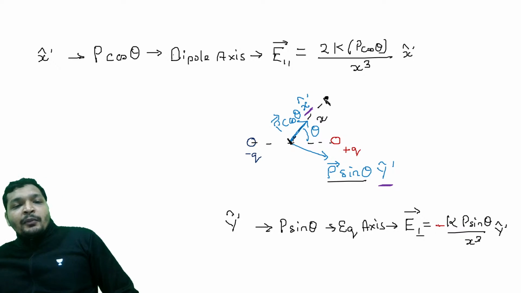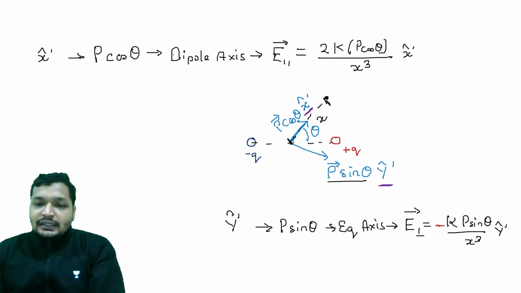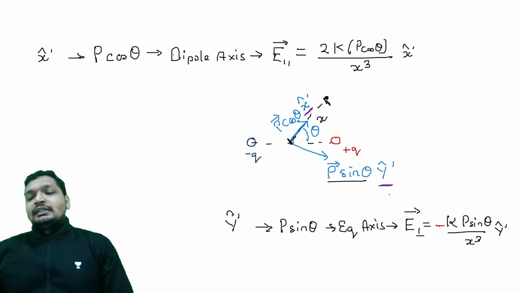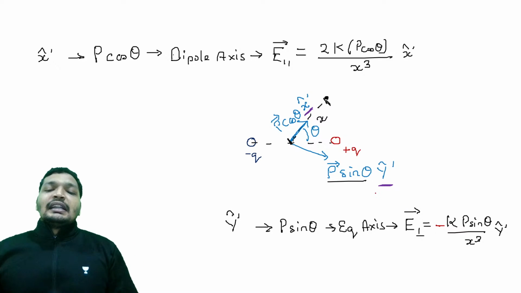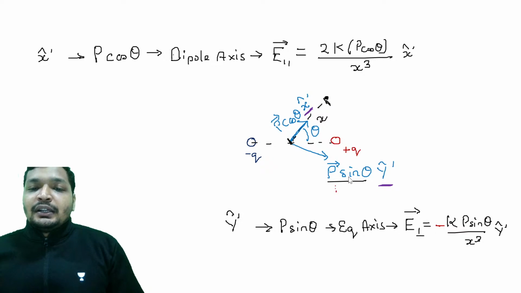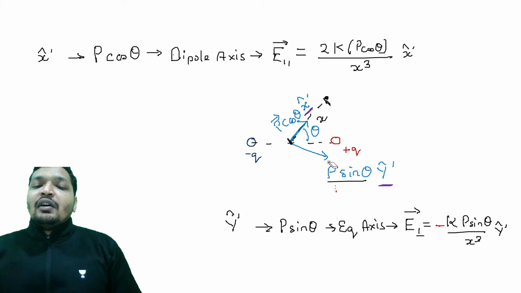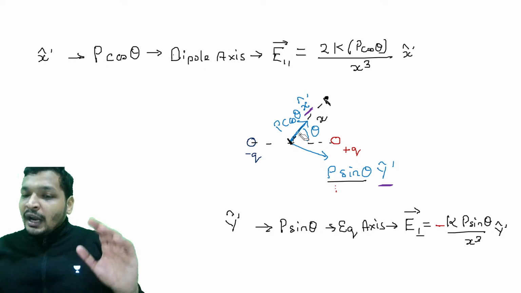If the dipole moment direction was like this, the electric field direction was supposed to be like this on a point on the equatorial axis. It's an equatorial axis for the P sine theta y dash component. Okay, P sine theta y dash component, and for the P cos theta x cap dash component, it's on the axis.